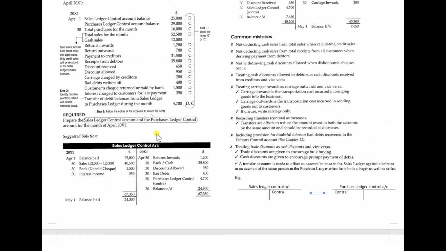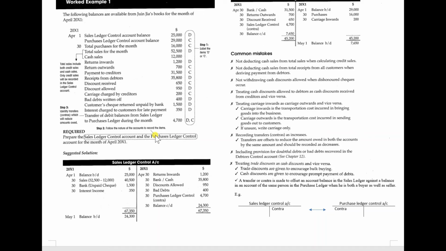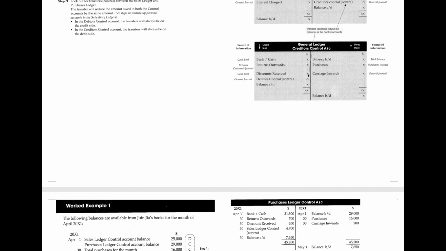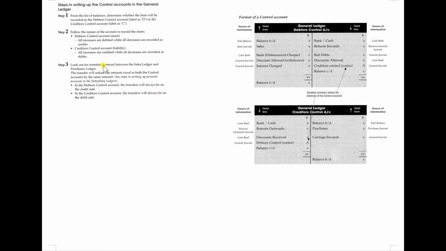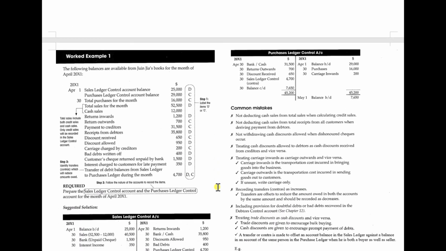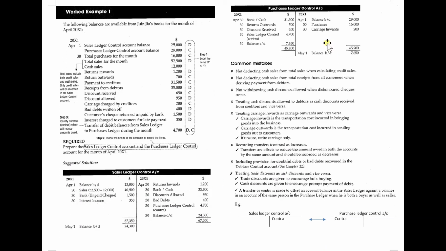So number 3. Step 3 is about the contra. So take note that for the debtor control account, the contra, or transfer, will always be on the credit side. Credit, contra here. Whereas for the creditor control account, the contra will always be on the debit side over here. Just to take note of the important points. So now this is a worked example of how to do it, step by step.